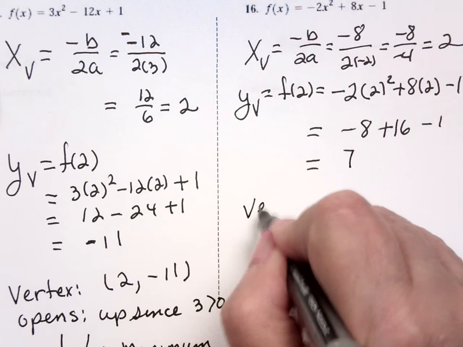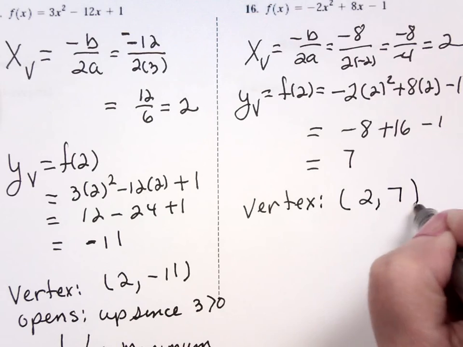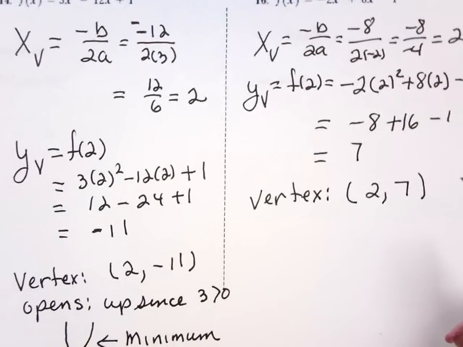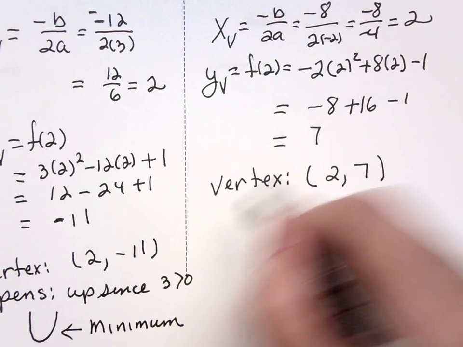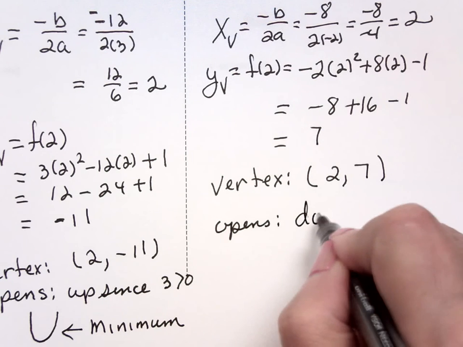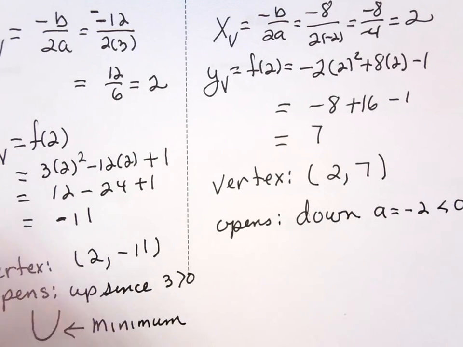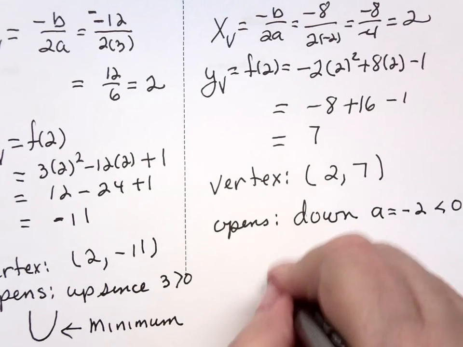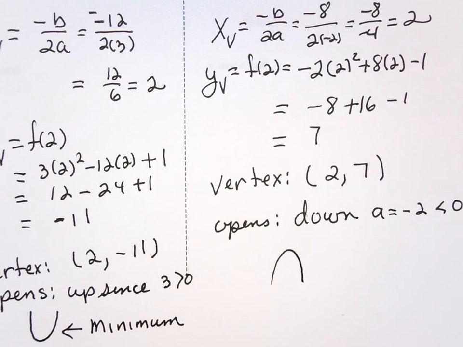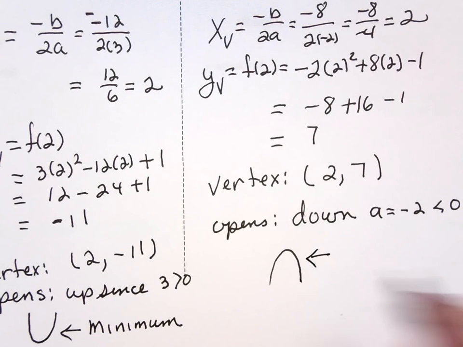So the vertex is at x equals 2, y equals 7. And how does he open? Down, because a is negative 2, so it's negative. So he opens down. So this is the picture. Now, I don't know where he is on a graph paper, but I know if I could graph him, that's what he would look like. I have his picture. So that says he has a, what, maximum or minimum?